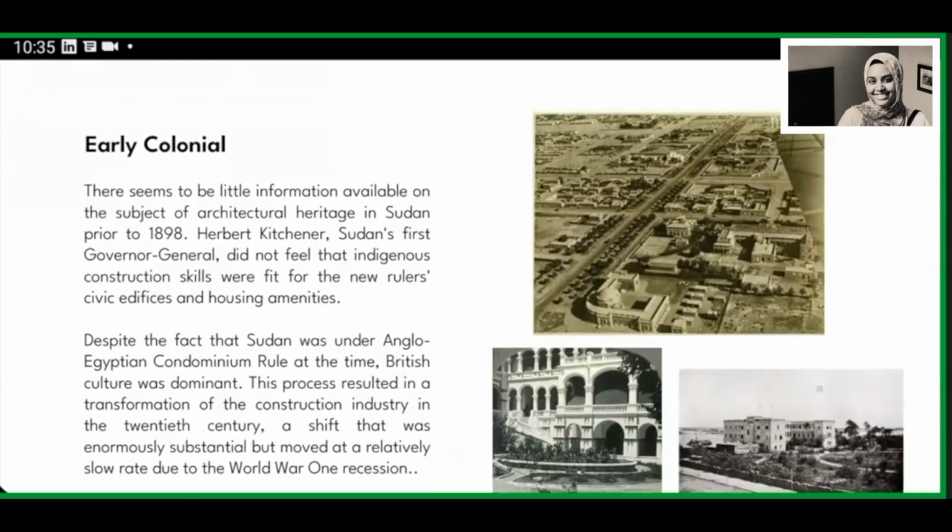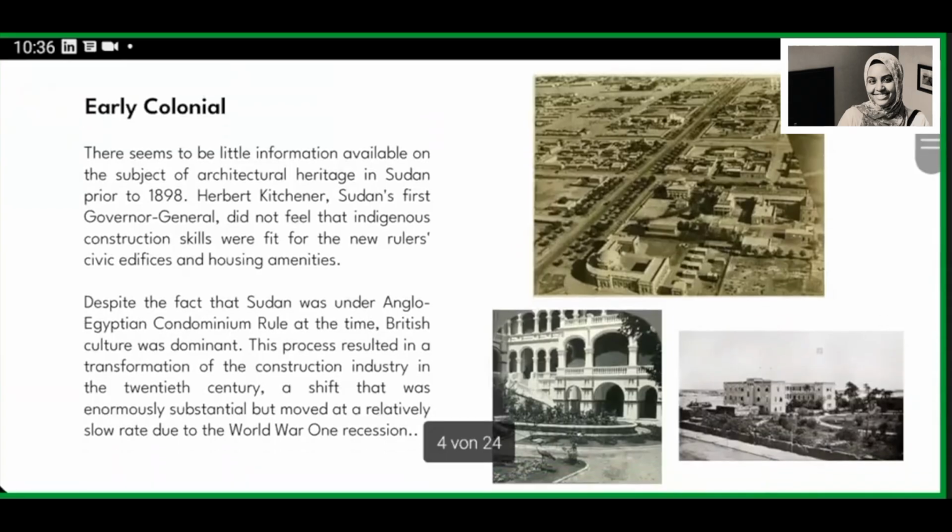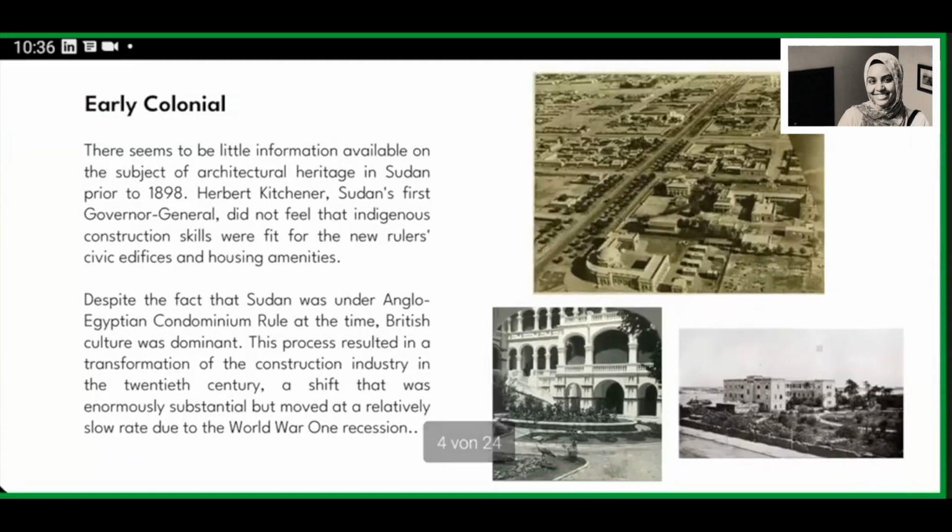And Herbert Kitchener was the pioneer of this era, who was Sudan's first governor general, and he did not believe that the indigenous construction techniques of Sudan were suitable for the required civic edifices and housing facilities for the new rulers. He believed that they required facilities comparable to the standards they were accustomed to, whether in Britain or in Egypt. So despite the fact that Sudan was under a condominium rule of both Britain and Egypt, the British culture was the most dominant one, and the British had also some advantage in both town planning and architecture. So they supplied the engineers, but the majority of the constructors and workers were recruited from Egypt.